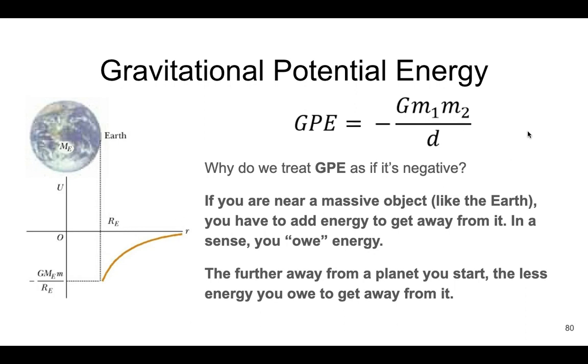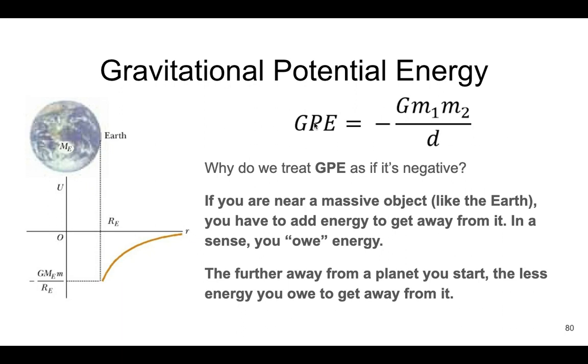So why do we treat GPE as if it's negative? If you are near a massive object like the Earth, you have to add energy to get away from it. In a sense, you owe energy. So the Earth kind of has you trapped. You're in a gravitational potential well, is one way a physicist might say it. And if you want to get infinitely far away from the Earth, you have to put energy in. You owe energy. It's like a debt.